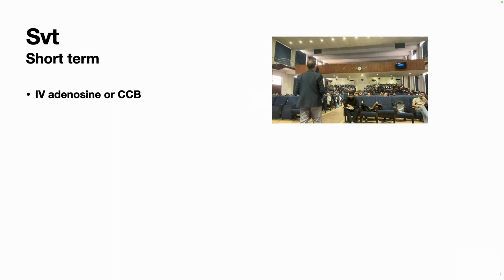If the arrhythmia is not aborted, you can go for IV adenosine or calcium channel blocker. We generally use verapamil. Digoxin can also be used, but digoxin takes longer time in causing the AV block.